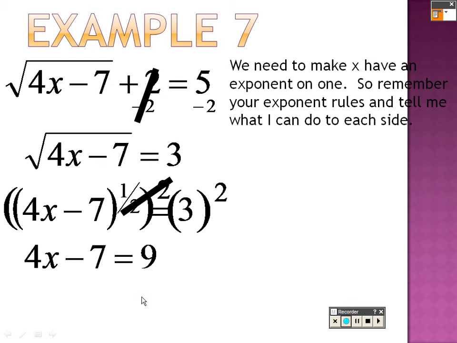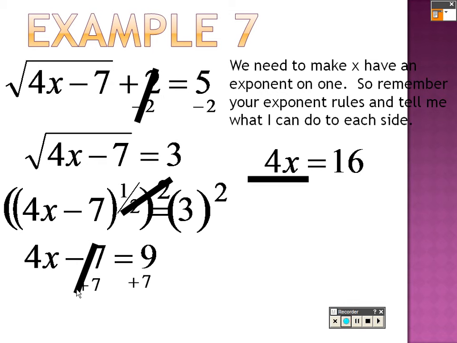This is a much simpler problem for you guys to solve now. All you need to do is add 7 to both sides to get rid of that 7. So I got 4x equals 16. Divide both sides by 4 because the 4's cancel out. And 16 divided by 4 is 4, so your final answer is x equals 4.